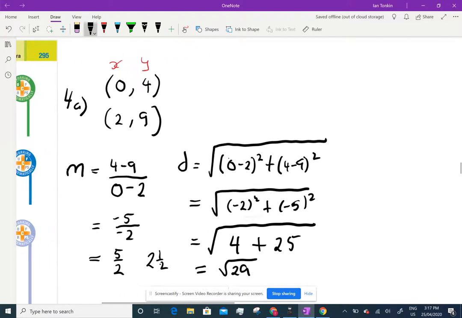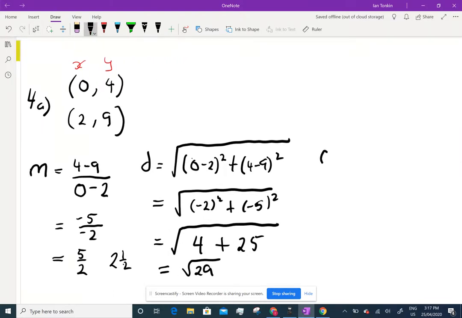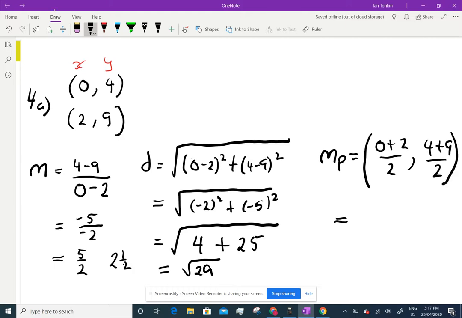Okay, the midpoint. And this is what I want you to do for all of them. Just add the x's, 0 plus 2 over 2, and add the y's, 4 plus 9 over 2. Well, 0 plus 2 is 2 over 2. 4 plus 9 is 13 over 2.